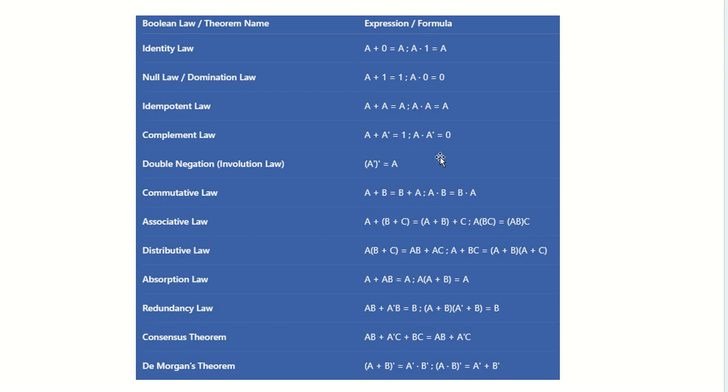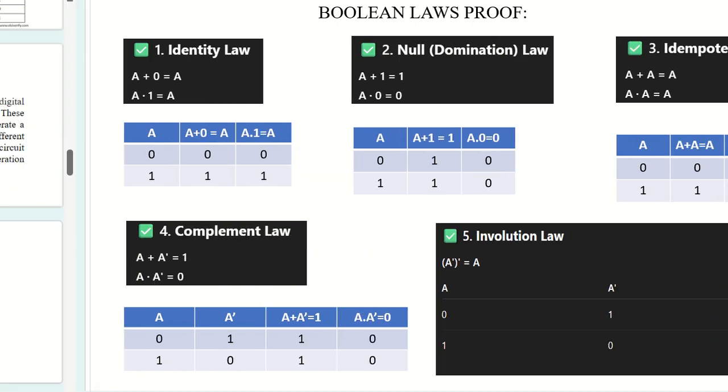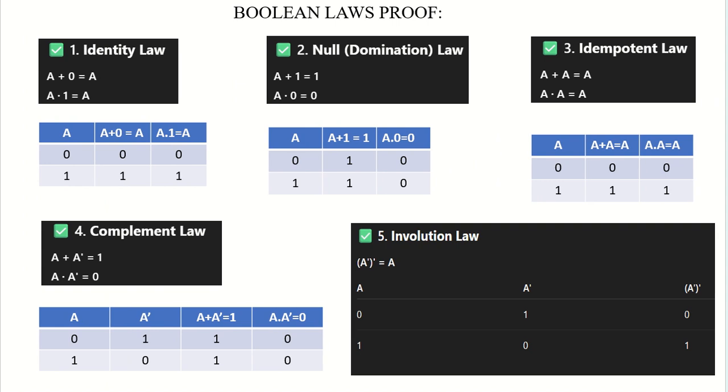Next is Boolean algebra. These are some of the Boolean algebra laws, and if you are going to prove these laws, you are going to use the truth table. This is the identity law. A plus 0 is equal to A and A dot 1 is equal to A. Now we are going to prove it using a truth table. Let's say the input is 0, and if we add 0 plus 0, the answer will be 0. So this identity law will be proved.